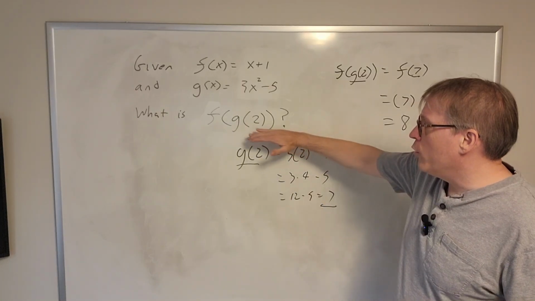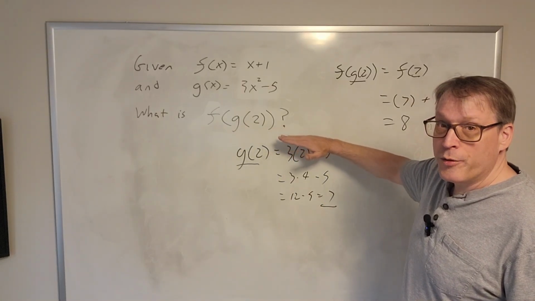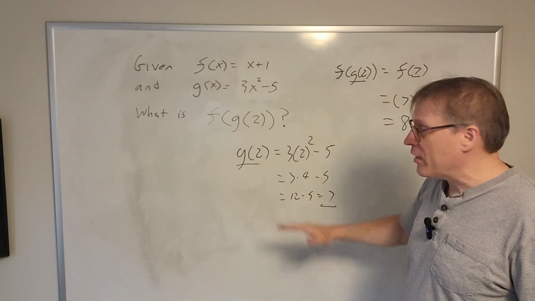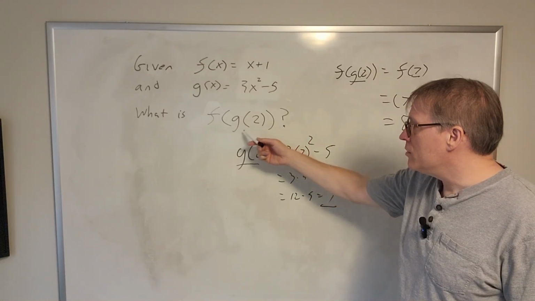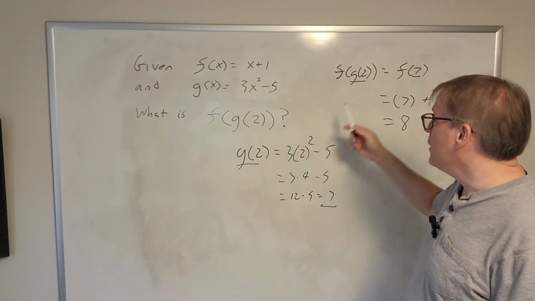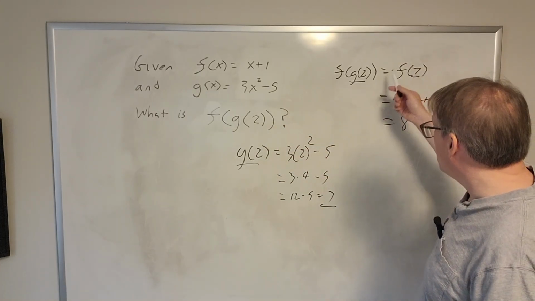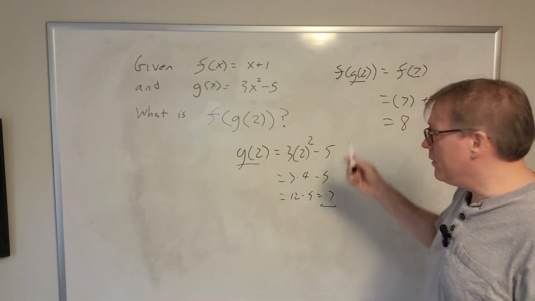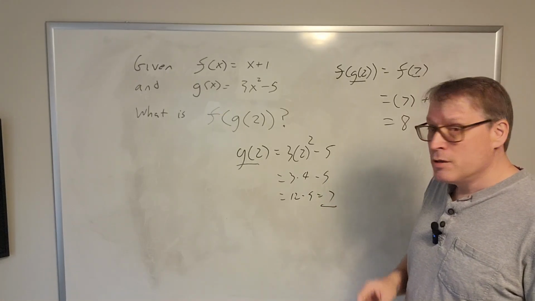Instead of going through the whole rigmarole to figure out what the actual formula is for f of g of x, just plug in g of 2, figure out what that is, plug that answer back in, and find f of whatever that number is. In this case, g of 2 was 7, then plug in f of 7 and get 8. That's it. You do this one.